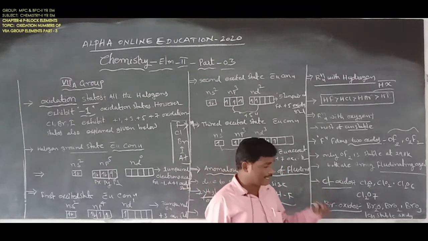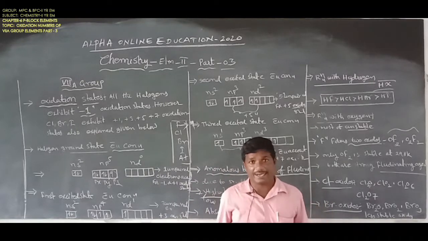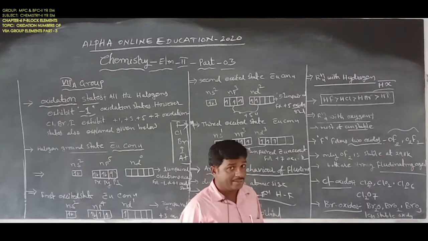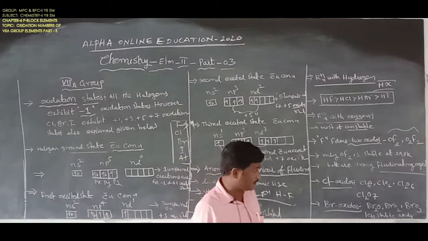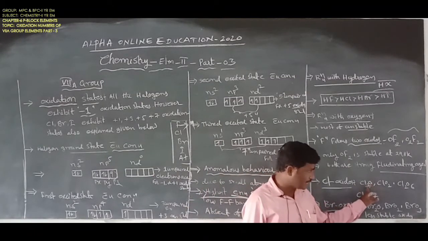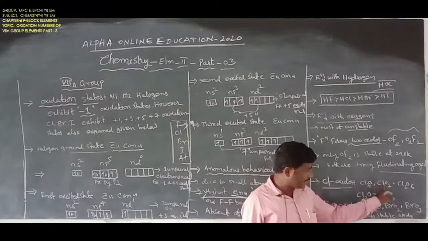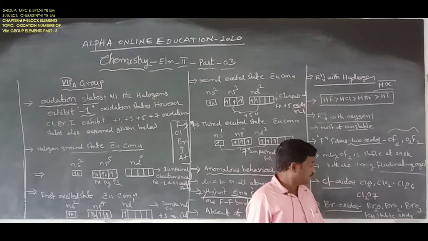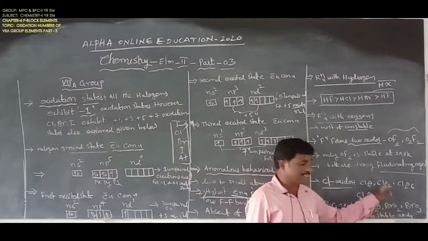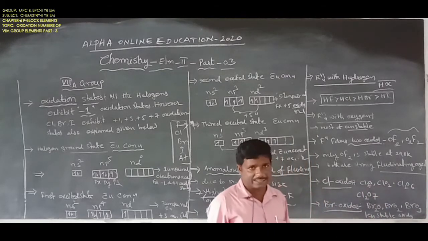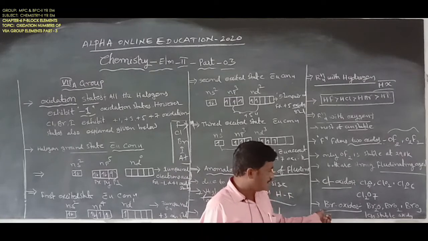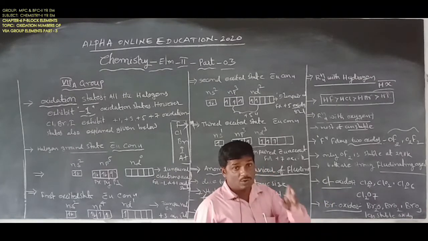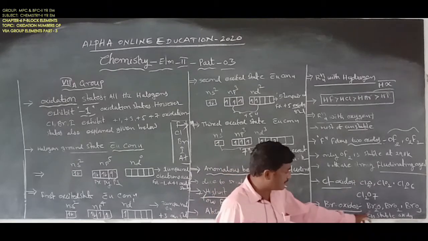Next, chlorine oxides. Chlorine reacts with oxygen to form different oxides of chlorine: Cl2O, chlorine monoxide, chlorine dioxide ClO2, chlorine hexoxide Cl2O6, and Cl2O7, also known as chlorine oxides. Next, bromine combines with oxygen to form bromine oxides, such as Br2O.